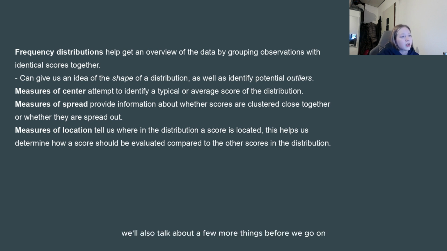We will also talk about a few more things before we go on. Frequency distributions help get an overview of the data by grouping observations with identical scores together, and can give us an idea of the shape of a distribution, as well as identify potential outliers. Measures of center attempt to identify a typical or average score of the distribution. Measures of spread provide information about whether scores are clustered close together or spread out. And measures of location tell us where in the distribution a score is located. This helps us determine how scores should be evaluated compared to other scores in the distribution.